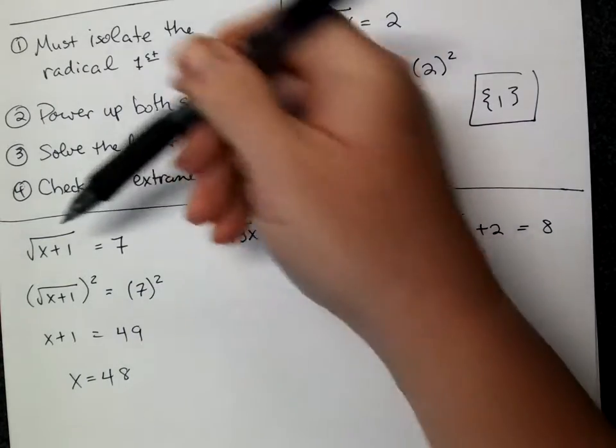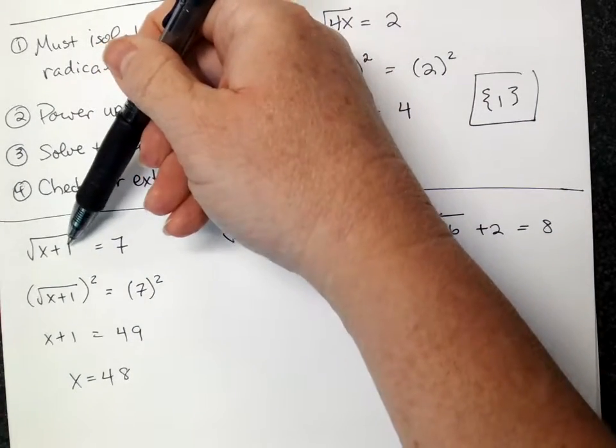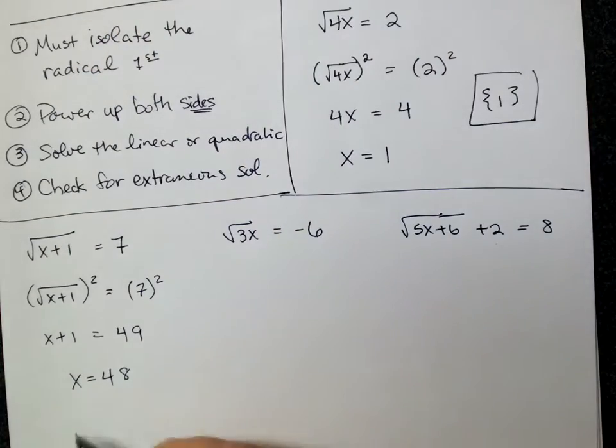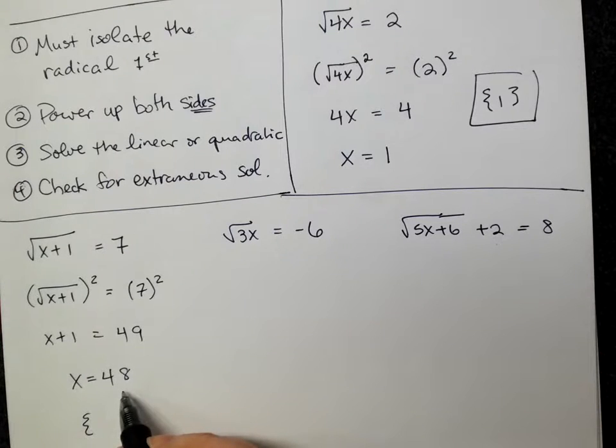If x is 48, that makes this 48 plus 1, or 49, and the square root of 49 is 7. Check. Good solution. Now, if you had one solution and it was bad, your answer would be null. No solution, or the null sign.